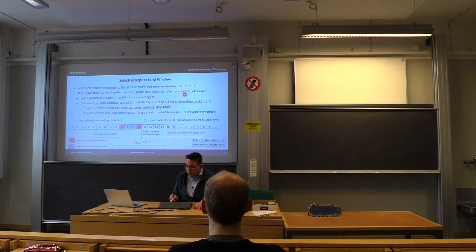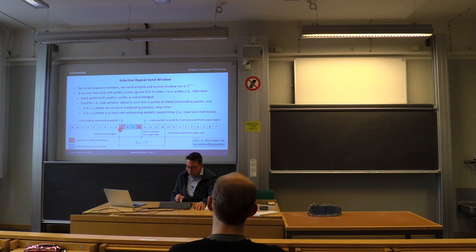Now, if the acknowledgement is greater than or equal to Sn, it means that it acknowledges a packet from 11, in this example, 11, 12, 13, or 14, or something like this. And these are packets that we haven't transmitted yet. So that's obviously also bogus, right? So we just ignore that.